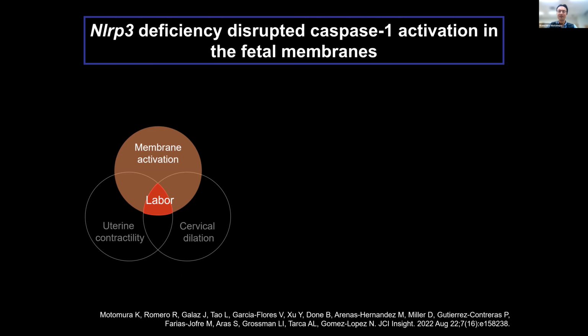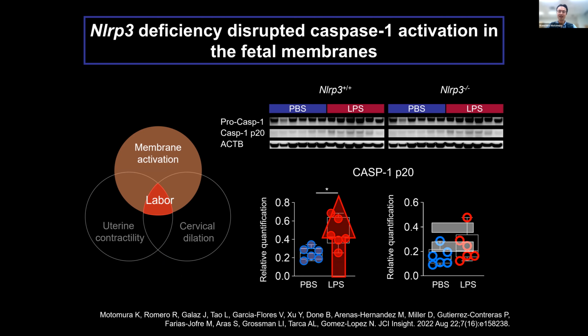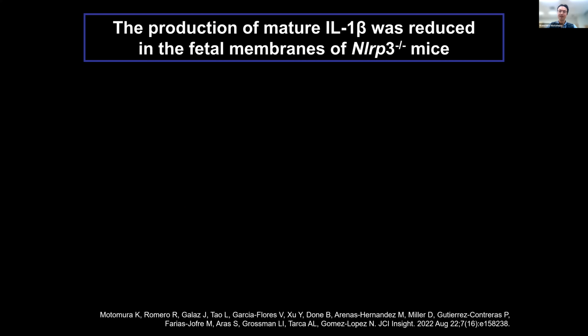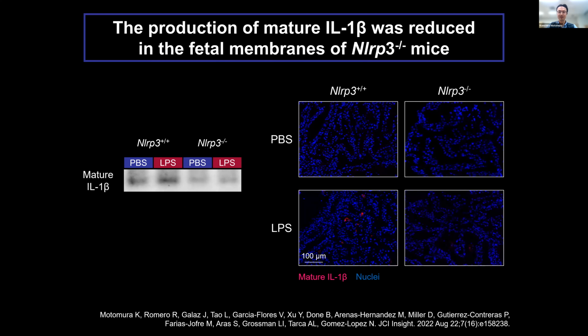First, we found that LPS induced caspase-1 activation in the fetal membranes, which was abrogated in knockout mice. Consistently, mature interleukin-1 beta was increased in the fetal membranes of wild-type mice, but not in those of knockout mice, as you can see here in the immunoblotting and immunofluorescence staining. Thus, NLRP3 deficiency protects against preterm birth by interfering with the process of fetal membrane activation, which includes inflammasome activation.